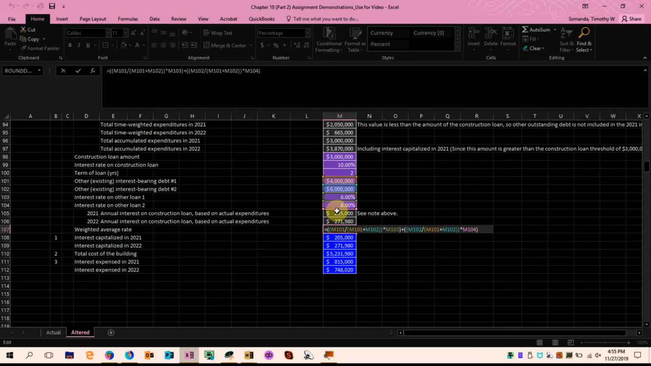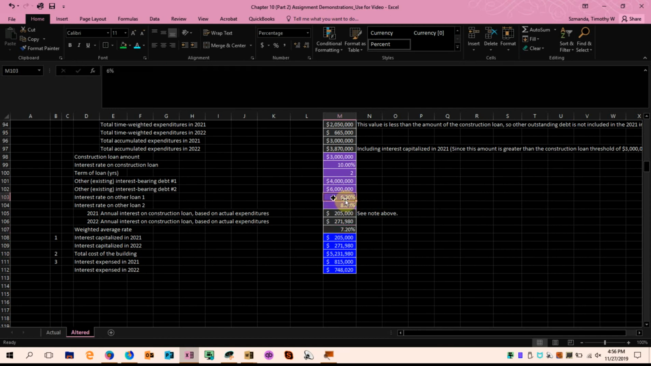Because the second loan at 8% is larger than the first loan at 6%, it will more heavily weight this weighted average amount. $6 million divided by 10 million is 60%. So 60% of 8% will be added in. So what we've done essentially is we've taken 40% of 6% plus 60% of 8%. And we've added them together, and we wind up with a weighted average for the 2 non-construction loans of 7.2%.